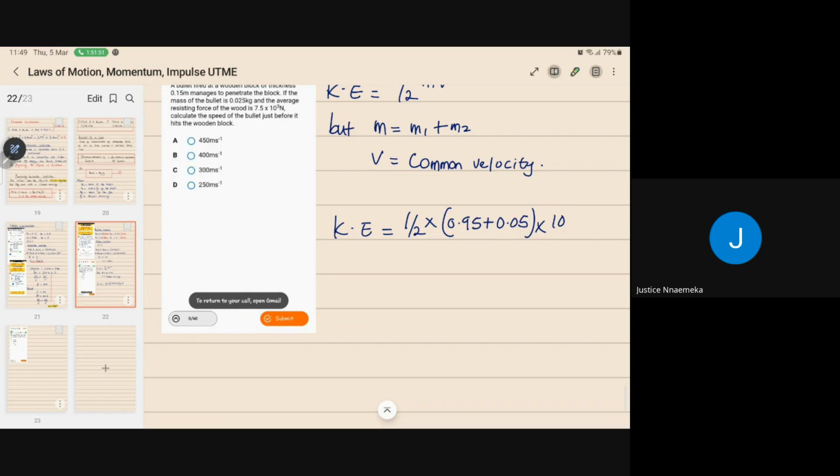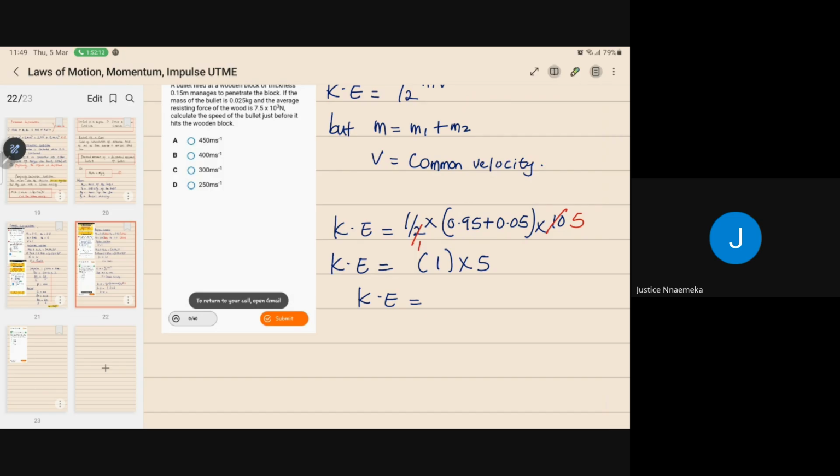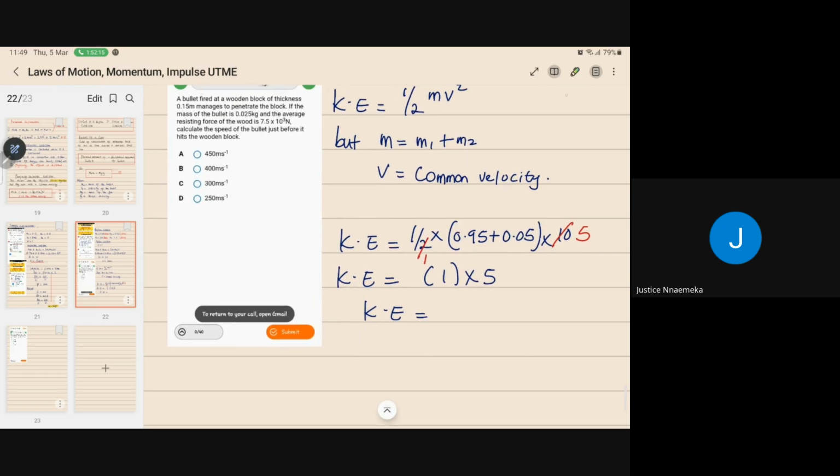Are we following? So we have the kinetic energy will be equal to 2 here is 1, here is 5. So I'm going to have, this is 1 here, so this is 1 multiplied by 5. So kinetic energy will be equal to 5.